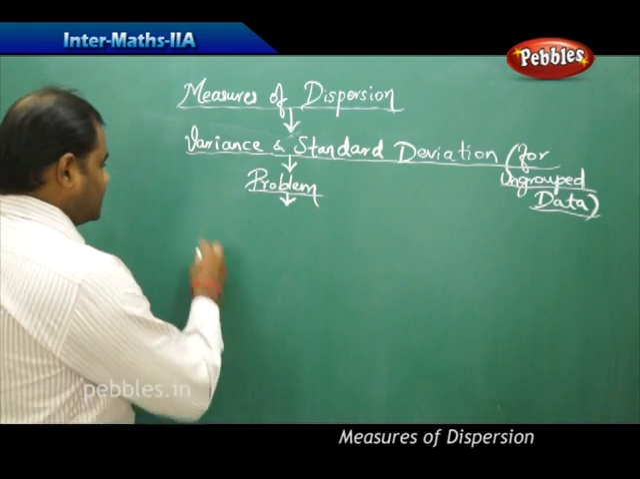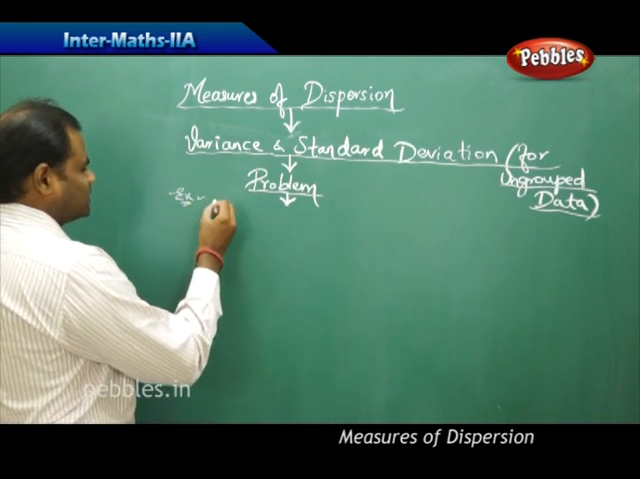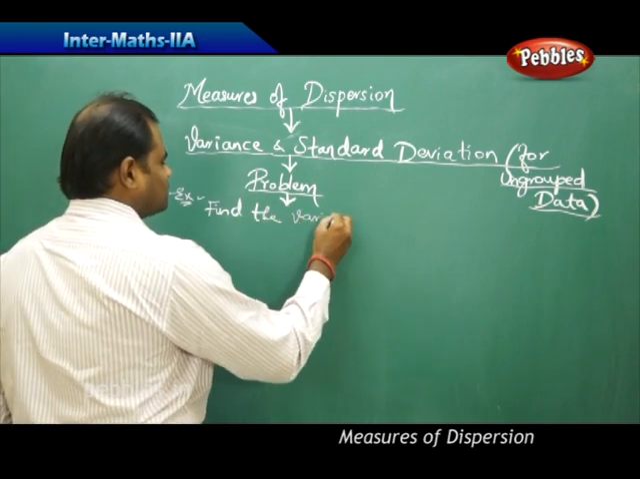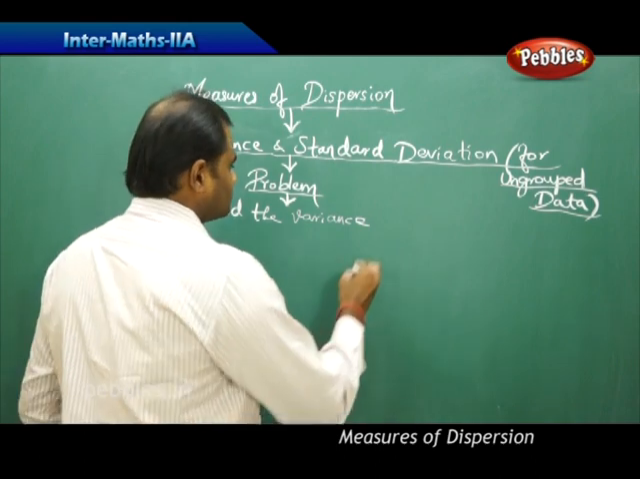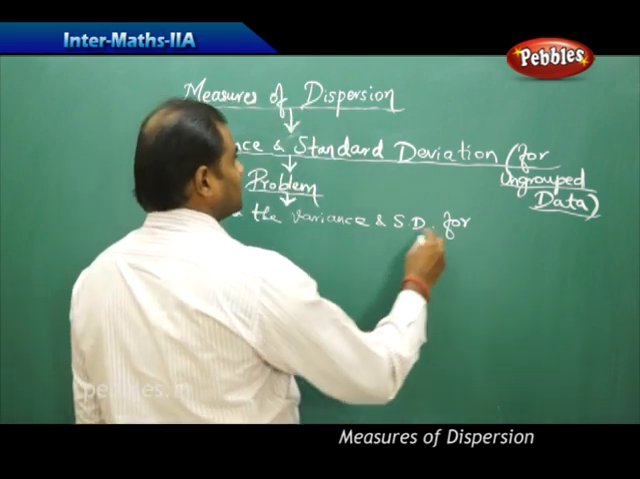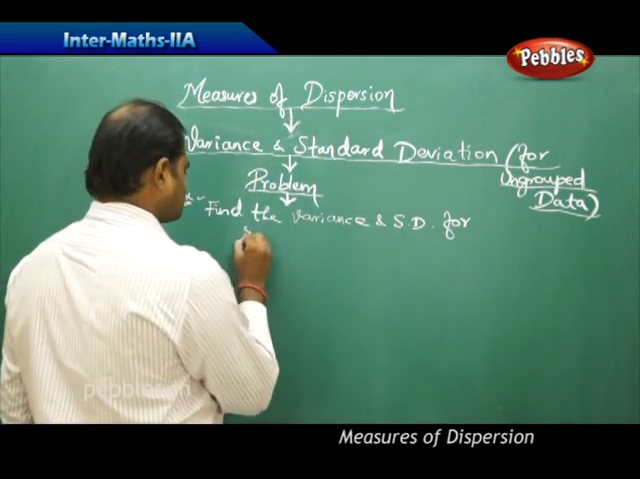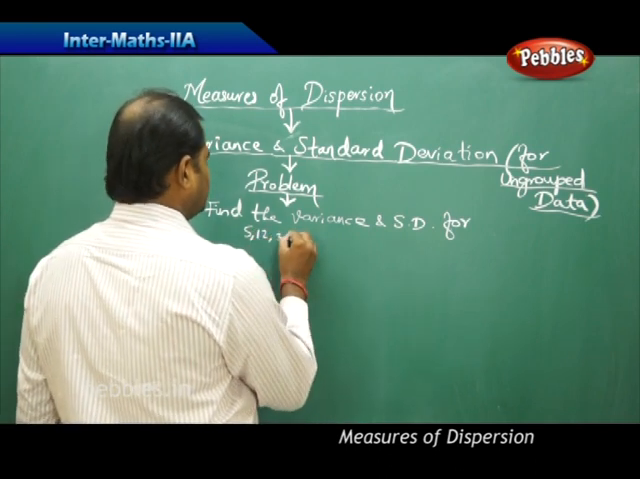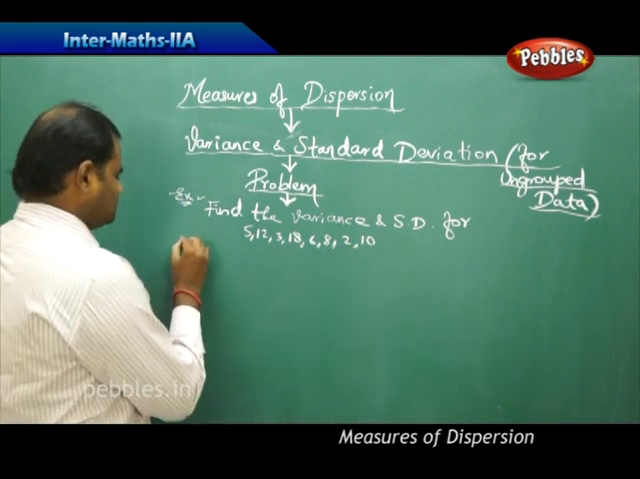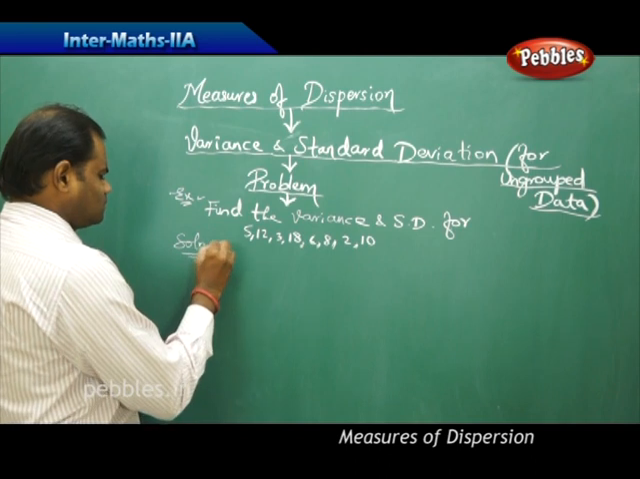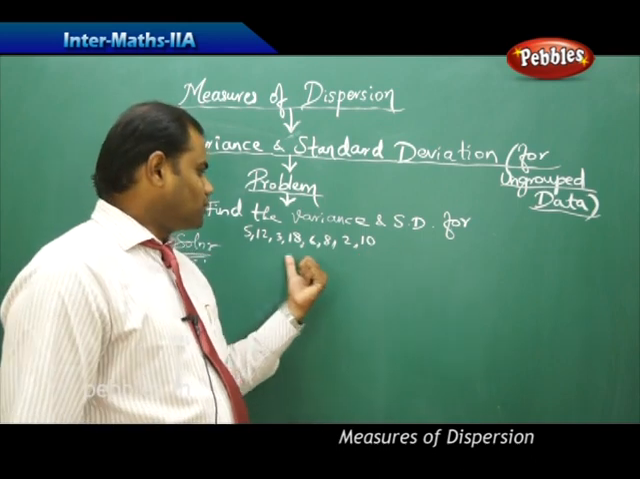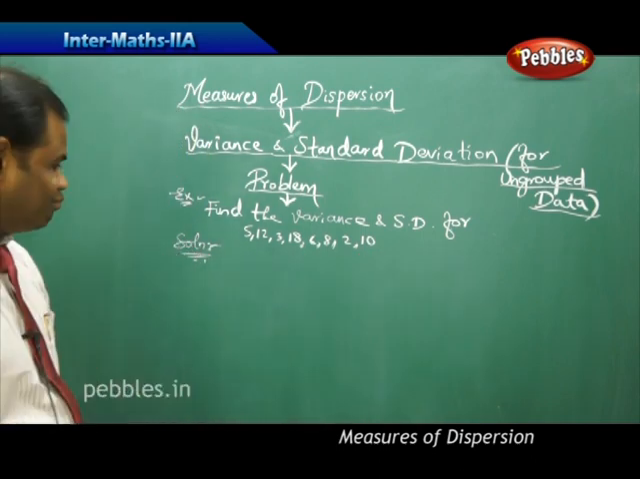Say, for example, I take an example problem which says find the variance and standard deviation for the following observations. Say it is 5, 12, 3, 18, 6, 8, 2 and 10. So here I would like to find the variance and standard deviation for these observations. So how do I do that?